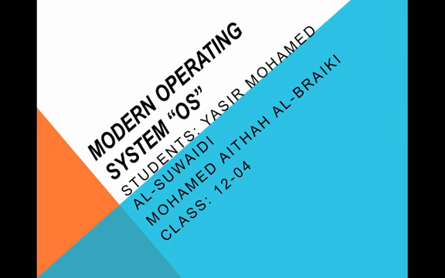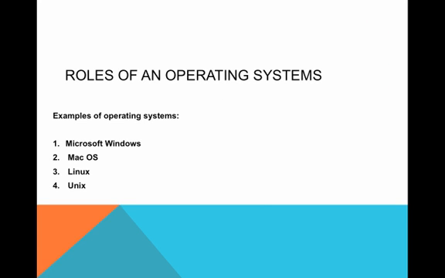Our topic is modern operating system, and today I'm going to explain what a modern operating system means. The roles of an operating system: all computers rely on an operating system to provide the interface or interaction between users, applications and hardware. And the operating system boots the computer and manages the file system.